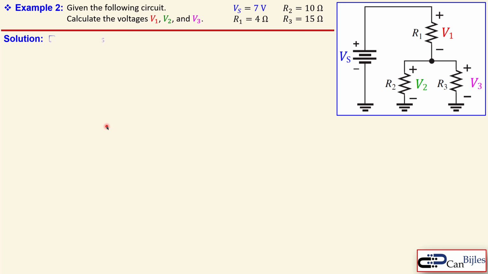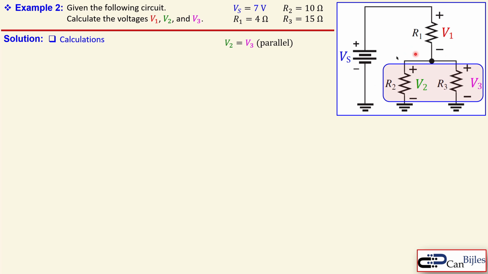Now for the solution, we first recognize in our calculations that V2 and V3 are parallel. And since two elements are parallel, or two nodes are shared, we can say the voltages are equal. So we can say V2 is equal to V3.